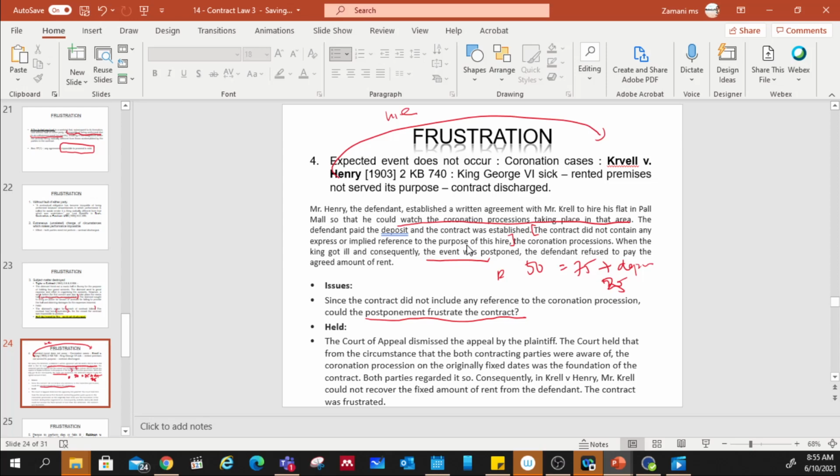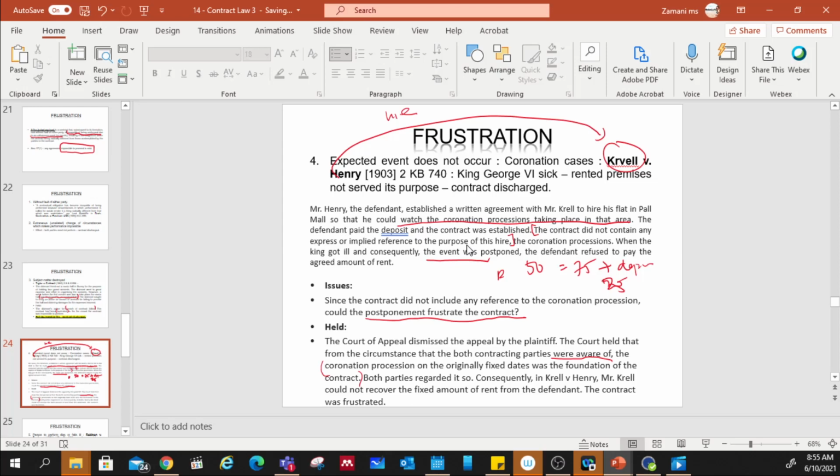In this case, what happened was the Court of Appeal dismissed the appeal by the plaintiff. So Krell lost in this event. The court held that from the circumstances that both contracting parties were aware of, the coronation procession on the originally fixed date was the foundation of the contract.